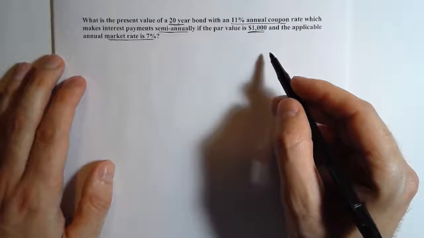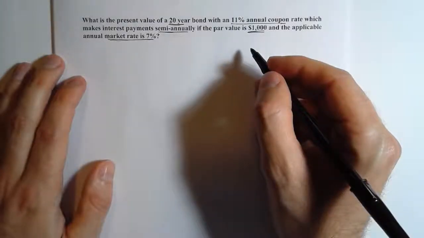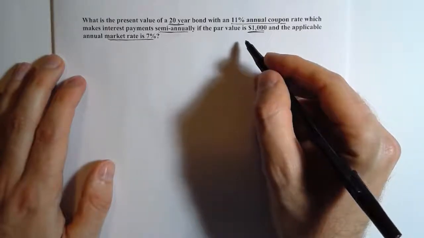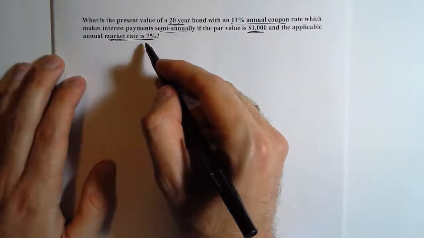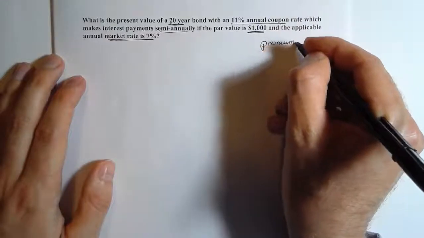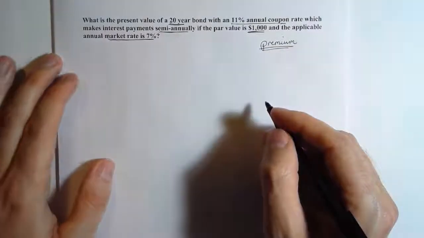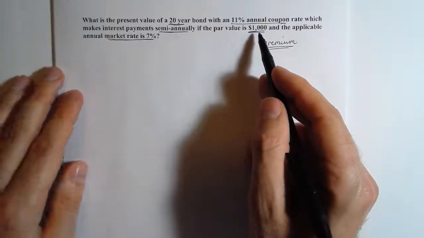So at this point, I recommend that you pause the video for a moment and evaluate whether this bond should sell at a premium or a discount. Okay, so if you paused the video to work this out, what you should have arrived at is the conclusion that because the coupon rate is larger than the market rate, this bond should sell at a premium. So we should arrive at a price for this bond that is larger than the par value by the time we're done, if we've done this properly.